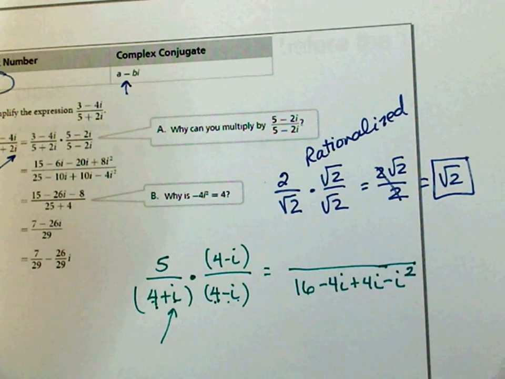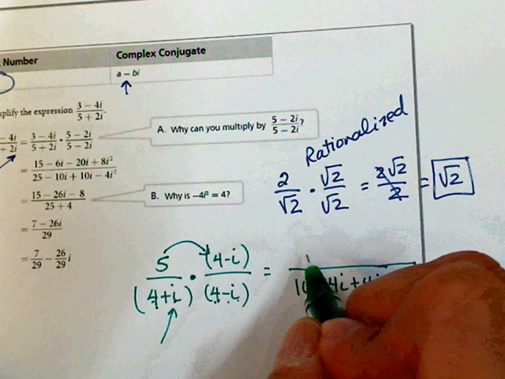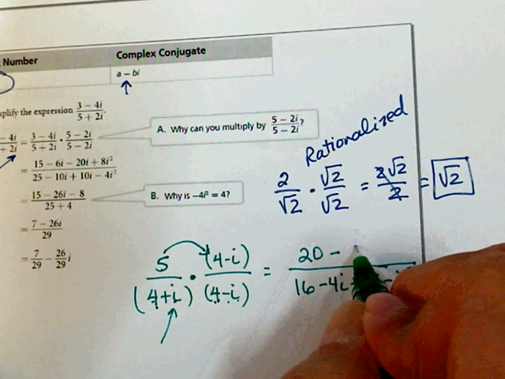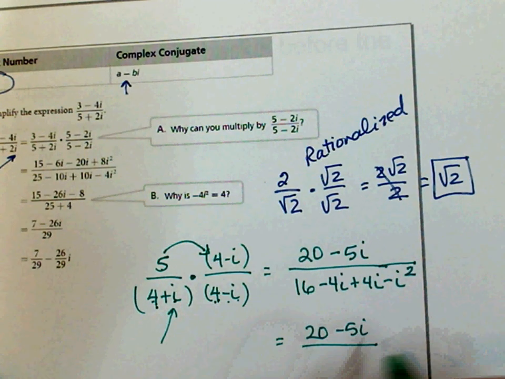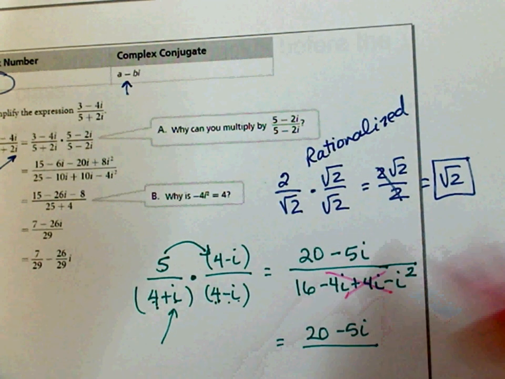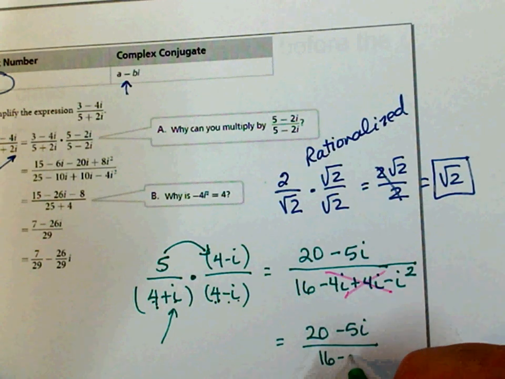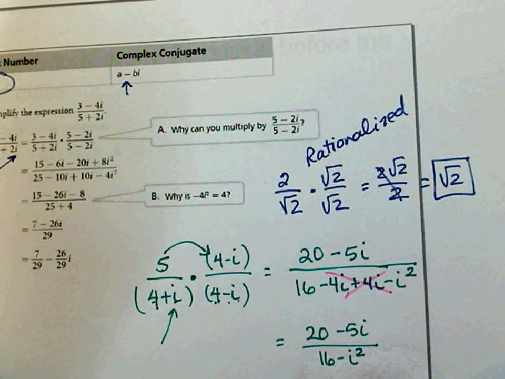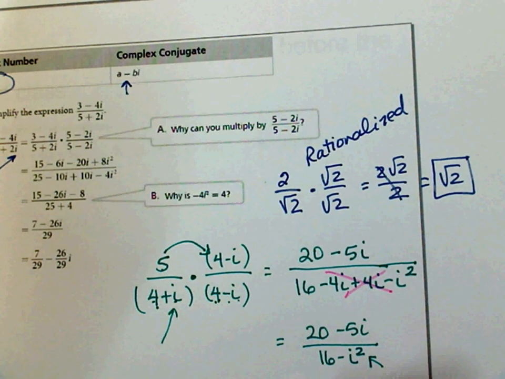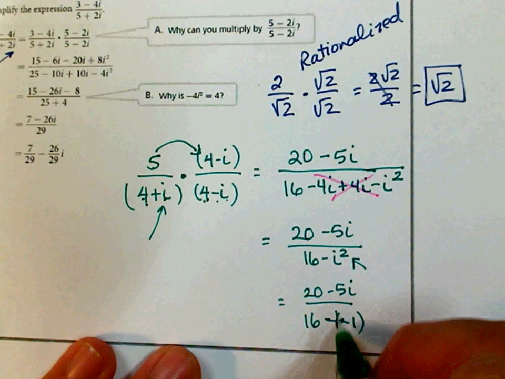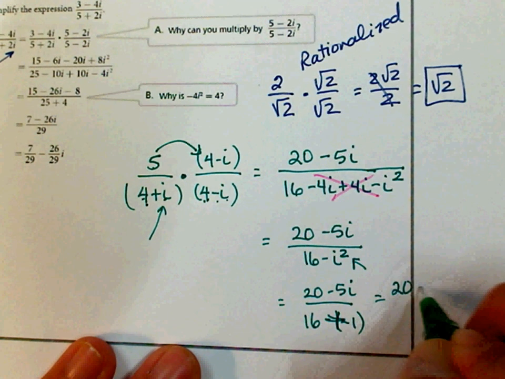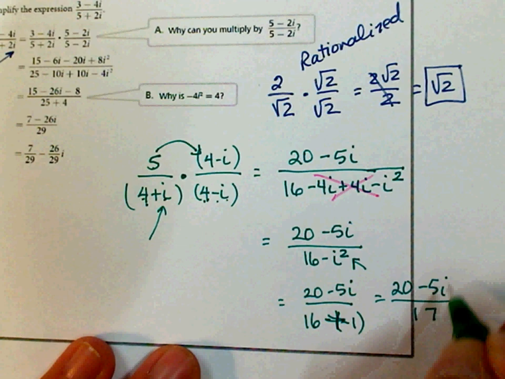Your numerator, 5 times 4 is 20. 5 times negative i is minus 5i. All right, let's simplify. Guess what happens to this middle term every time? They cancel. So now you have 16 minus i squared. And what is i squared the same thing as? Negative 1. So you have 20 minus 5i over 16 minus negative 1. A negative and a negative becomes a positive. So your answer is 20 minus 5i over 17. And you can't simplify those anymore.